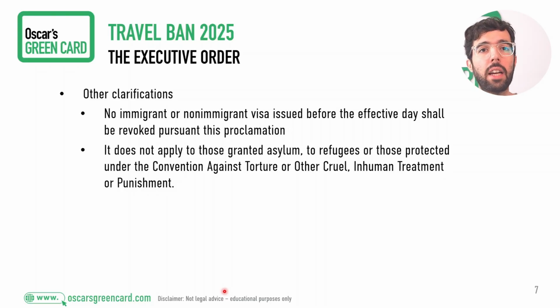Then we have other clarifications. It says that no immigrant or non-immigrant visas that are already issued before the effective date of June 9th, no visas will be revoked based on this proclamation. So it is not retroactive. Okay, those who were already approved, they are supposed to have no problem.